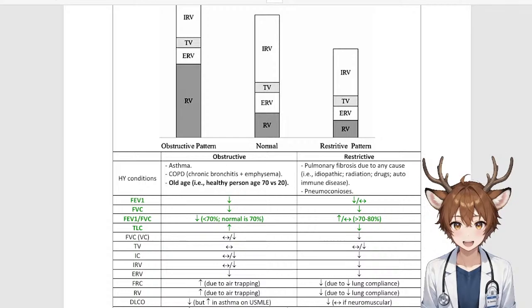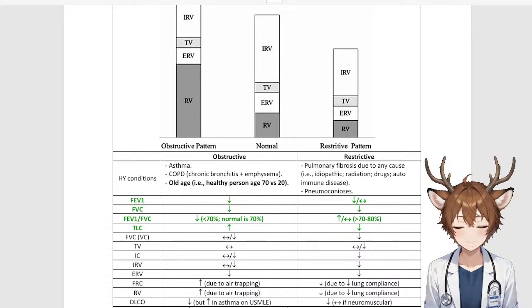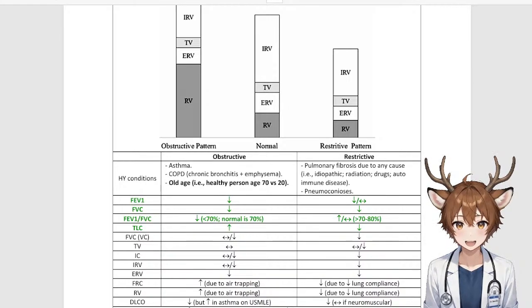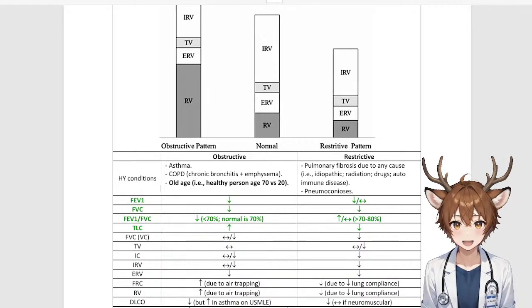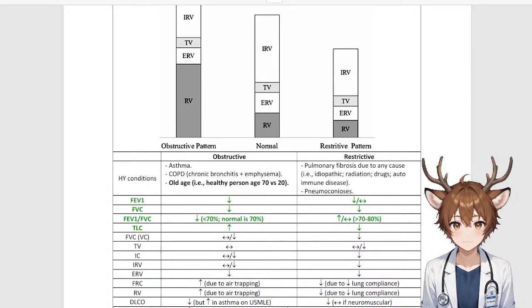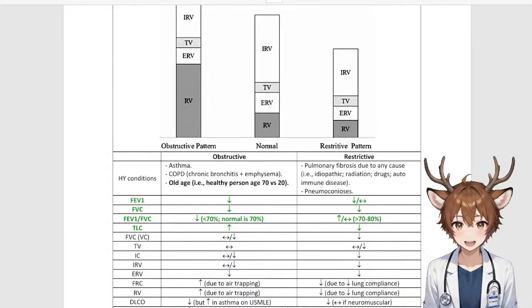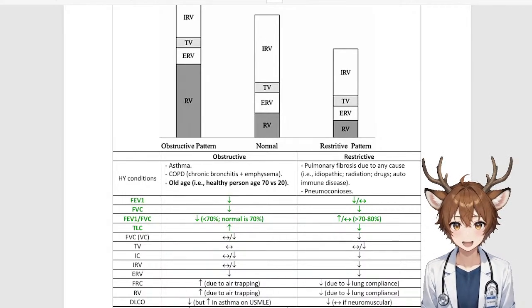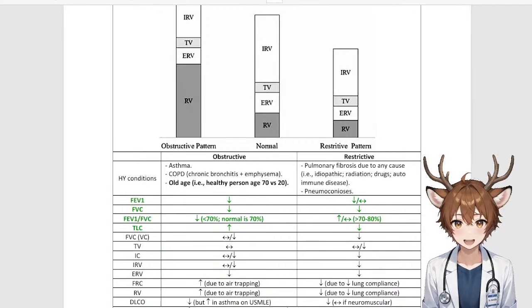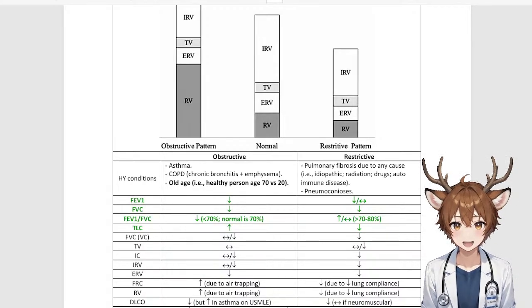Obstructive lung disease, high yield conditions. Obstructive lung diseases include asthma, COPD, chronic bronchitis plus emphysema, and old age. That is to say, a healthy person aged 70 versus 20. So it just becomes more obstructive-like over time. FEV1 is decreased, FVC is decreased. The FEV1 over FVC is decreased because it's less than 70%. Normal is 70%, because the FEV1 is reduced a lot more than the FVC is, comparatively.